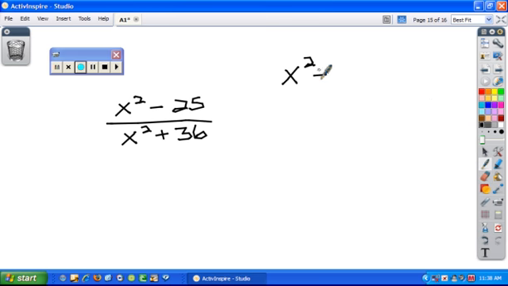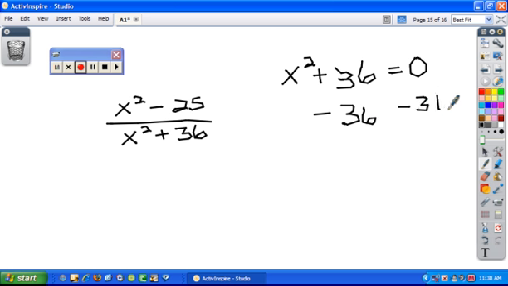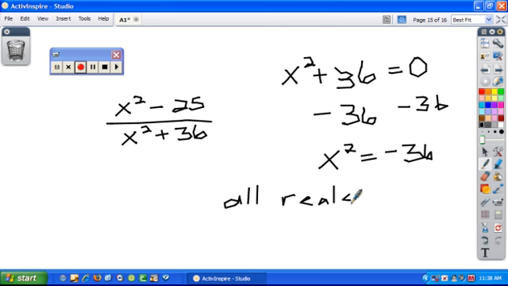x squared plus 36 equals 0. Well, when I subtract 36 from both sides, I get x squared equals negative 36. And as we already know, if we're not going to use imaginary numbers, we can't square root that. So the domain is all real numbers, because there are no numbers that make the bottom 0. So all reals. Okay?